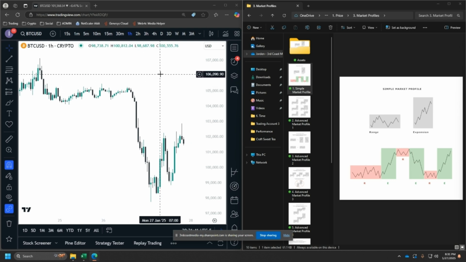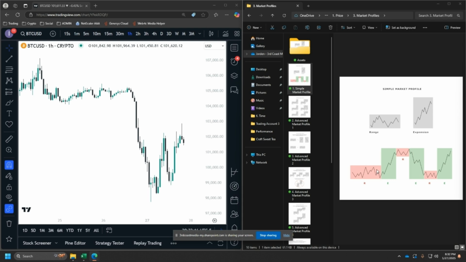If we start with market profiles in their simplest form, we begin with a range and an expansion. So if we look at the graphic here, you can see a sample line chart. So imagine instead of candles, price action could be represented by a line with certain price points.